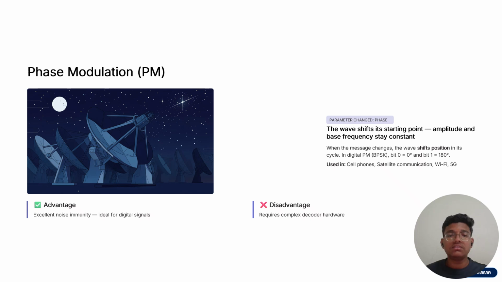But the disadvantage is it needs complex decoder hardware. The receiver must detect phase changes accurately. So the short summary is PM is best for digital communication, but it is complex.